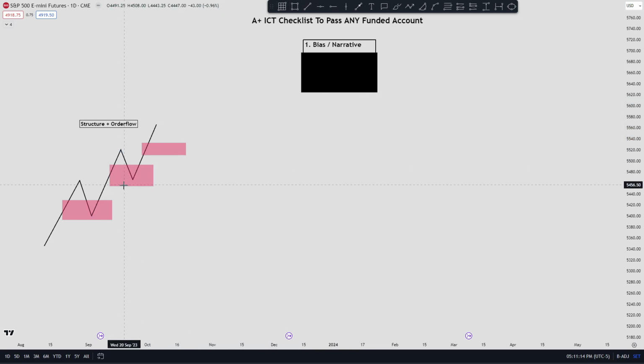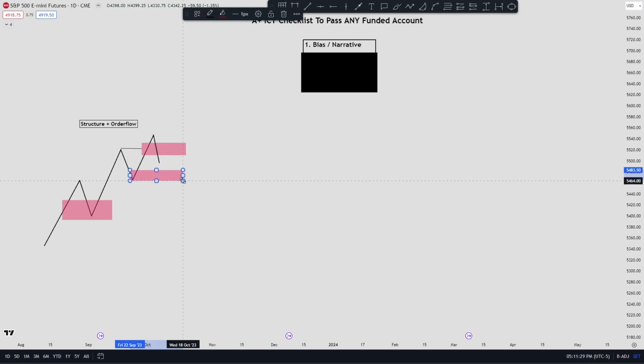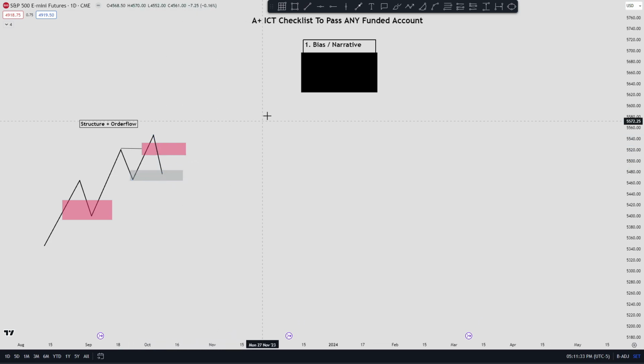And narrative is based on where you are in the structure. We just created a high here. This high just took out this high. I'm anticipating a pullback into a level of support. Wherever that level of support be, let's say it's an order block down here, a low order block down here. It comes all the way down into this order block.